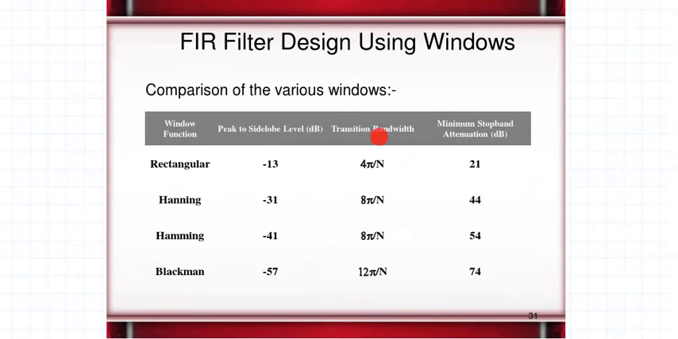So this is the transition bandwidth, dependent on N, where N is the length of your window, and this is the stop band attenuation provided by the different windows. You could see here, as the side lobes are minus 57 dB down in the Blackman window, friends, it is providing the highest stop band attenuation: 74 dB in the stop band, whereas your rectangular window is hardly providing 21 dB stop band attenuation. That is how you understand this particular table.